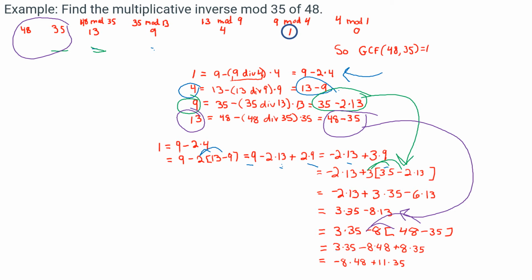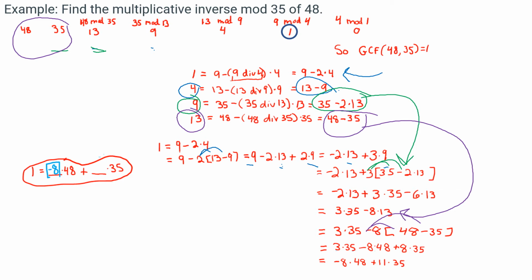Okay, so now we've written the GCF, sorry, I call it GCD, it's the same thing, but the book calls it a GCD, and I might occasionally call it a GCF. But anyway, the GCD, 1, has now been written as a linear combination of those first two numbers. Now, what was the linear combination? We have a negative 8 in front of the 48 and an 11 in front of the 35.